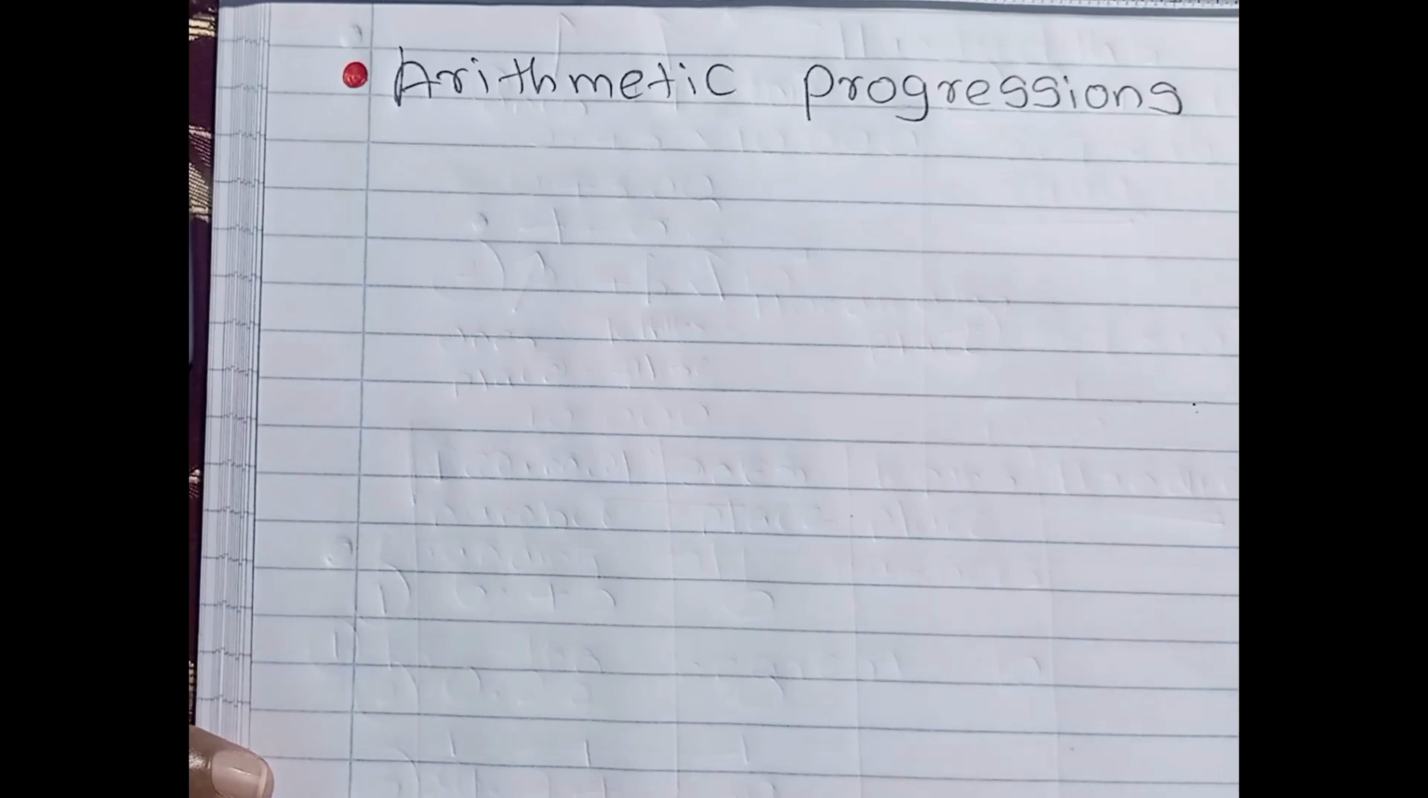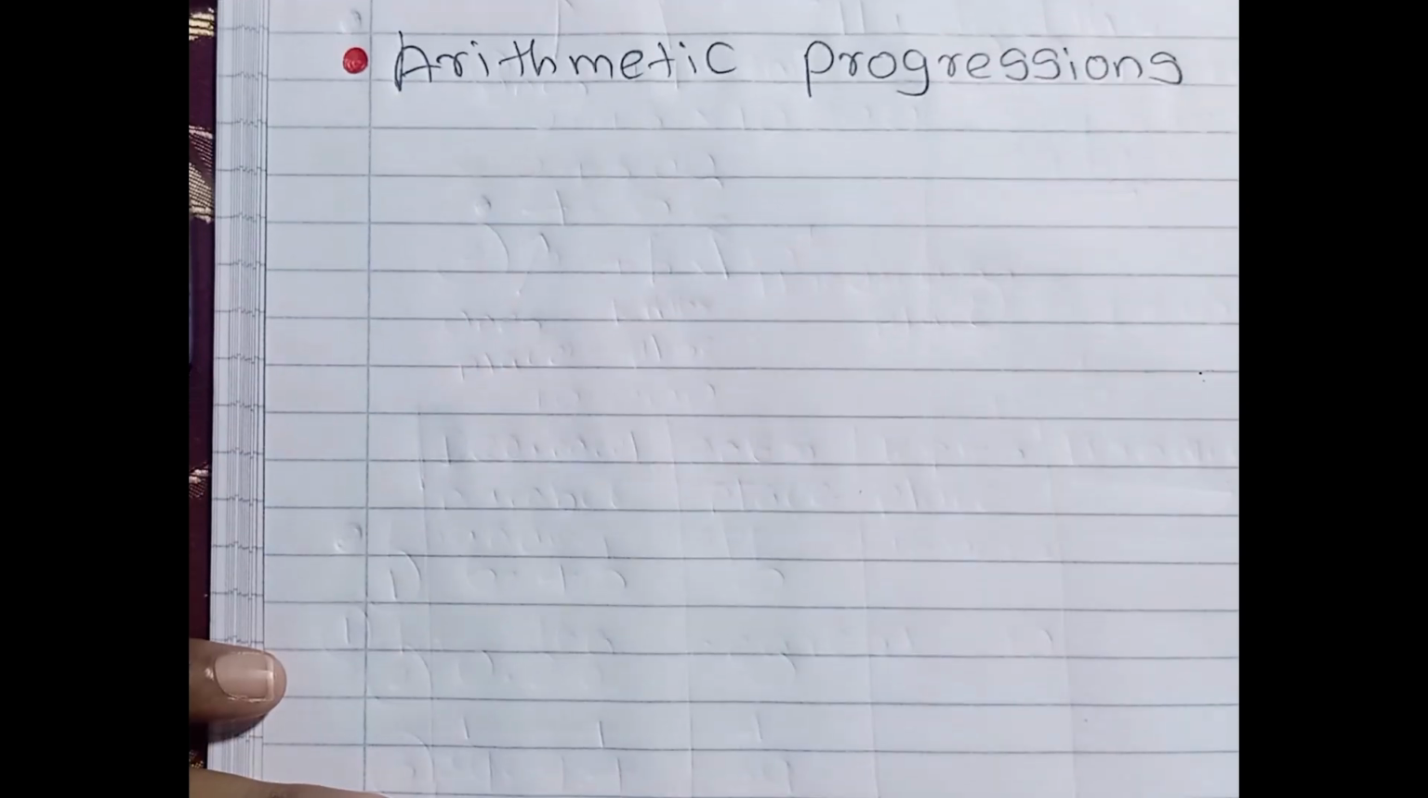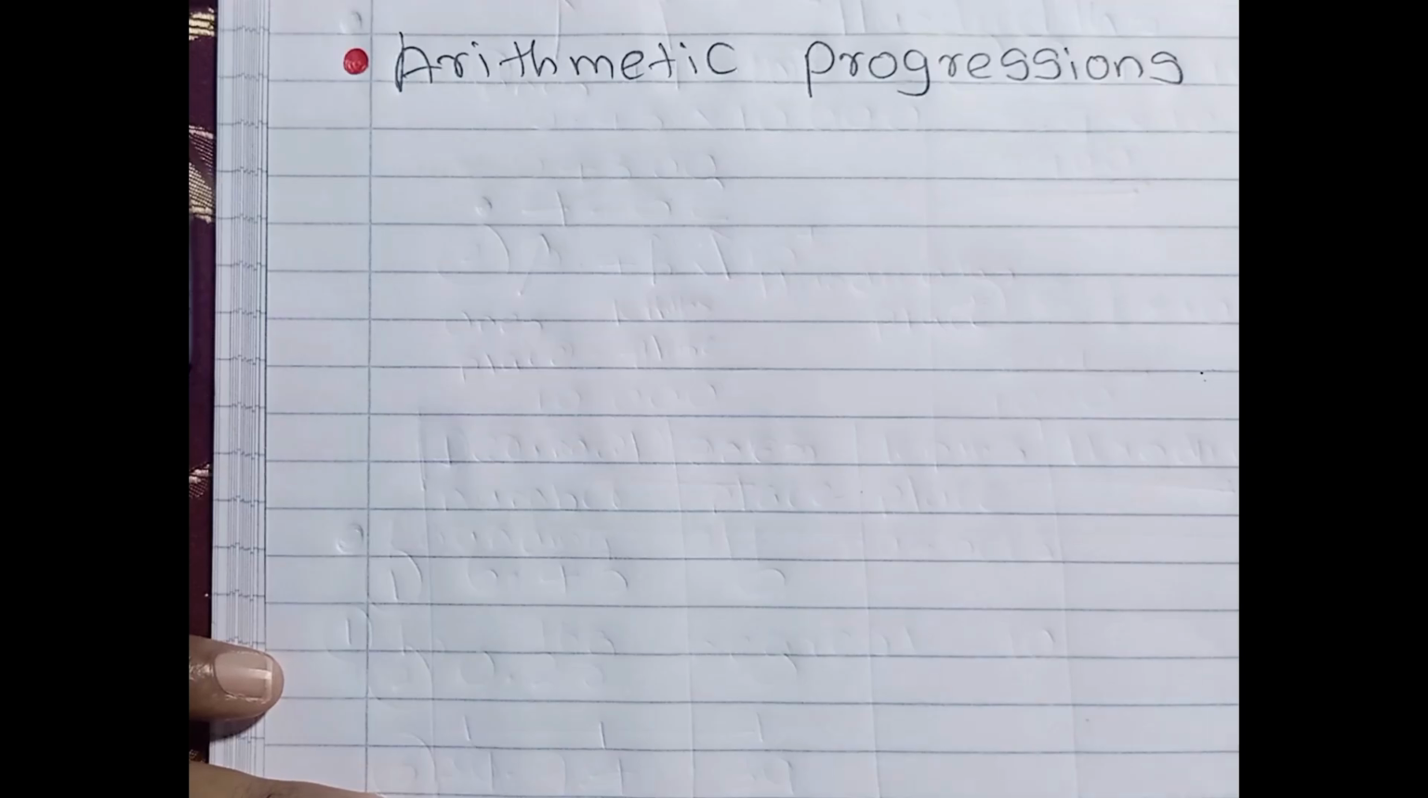So today we are going to study arithmetic progressions. What is the meaning of arithmetic progression? We know that a progression means a group of data which is coming in order. Arithmetic progression means by adding or subtracting a constant value. So it is called an arithmetic progression. It continues with adding or subtracting the same value.